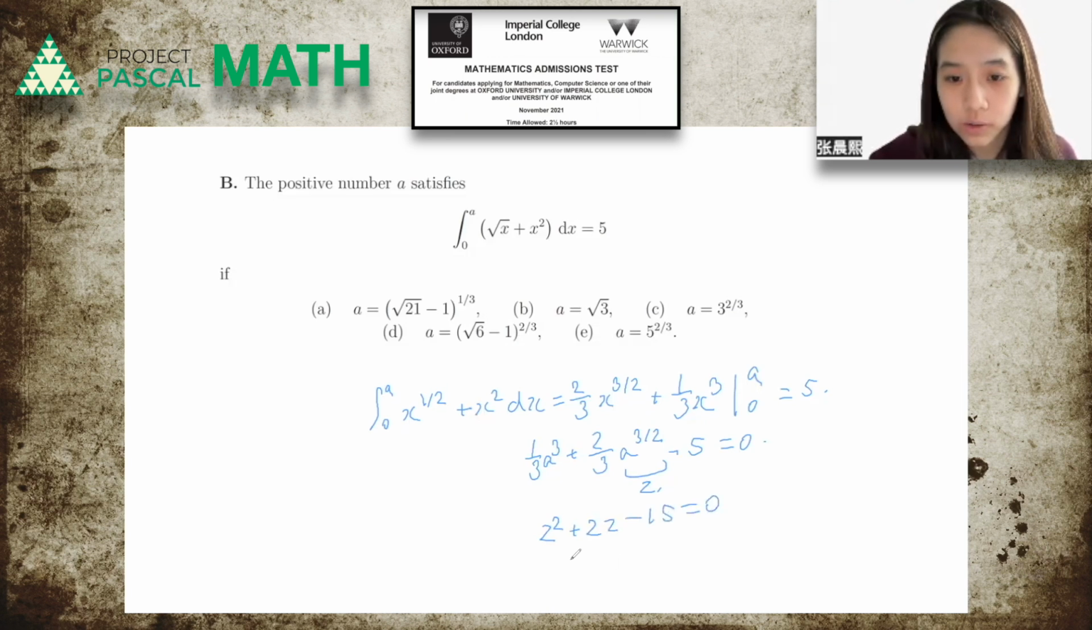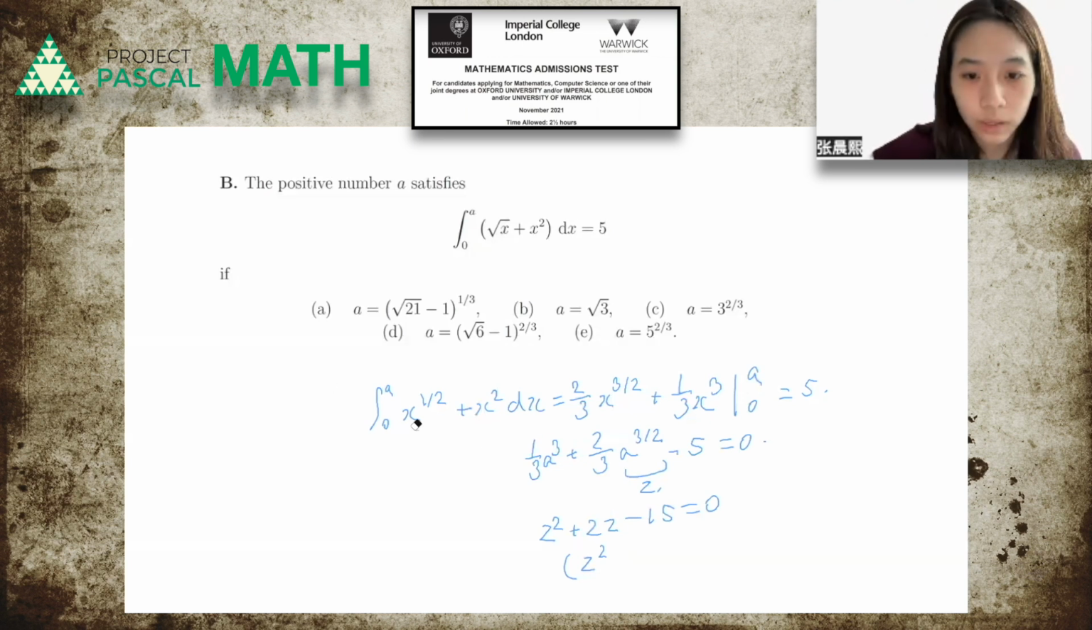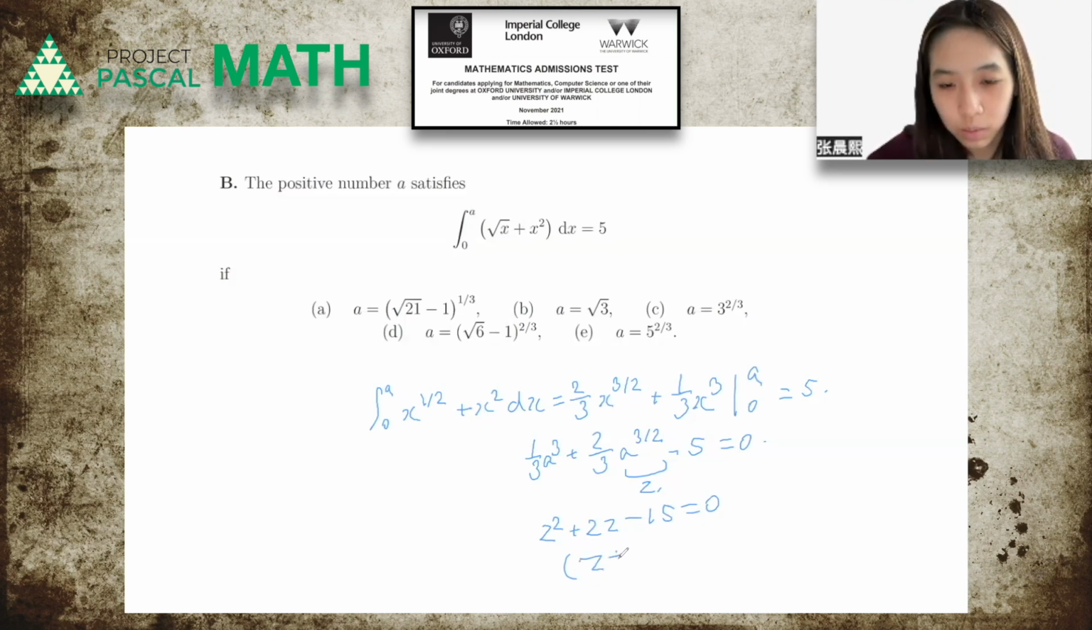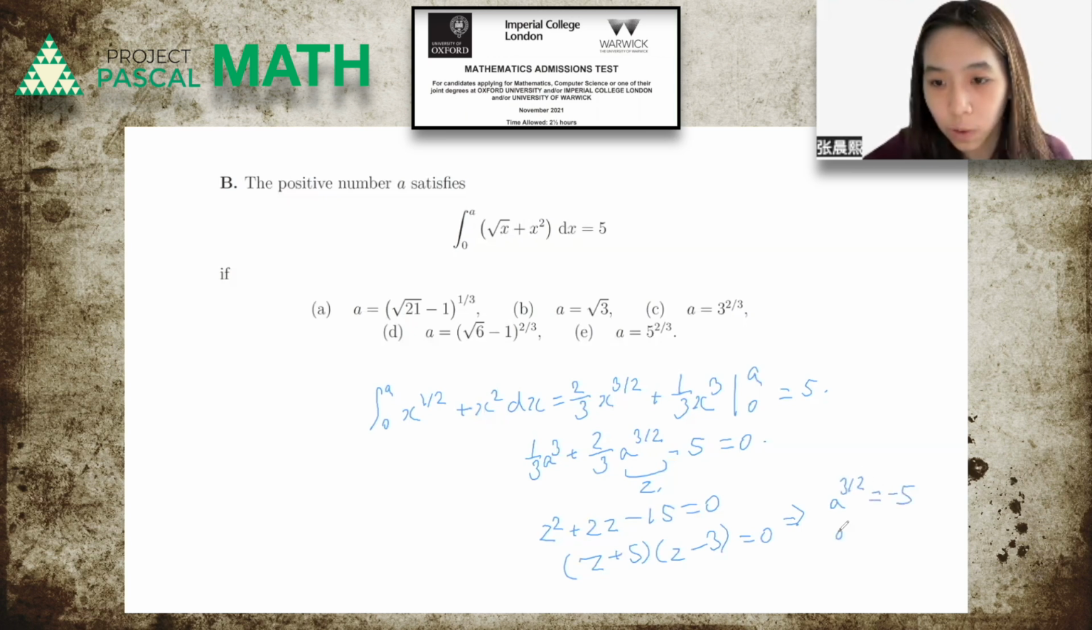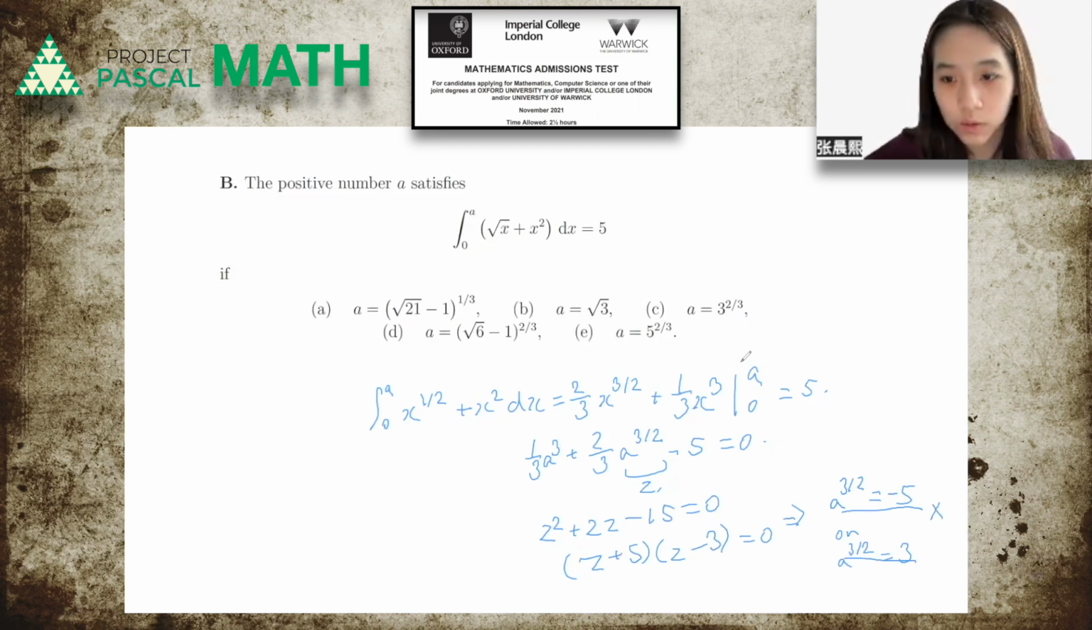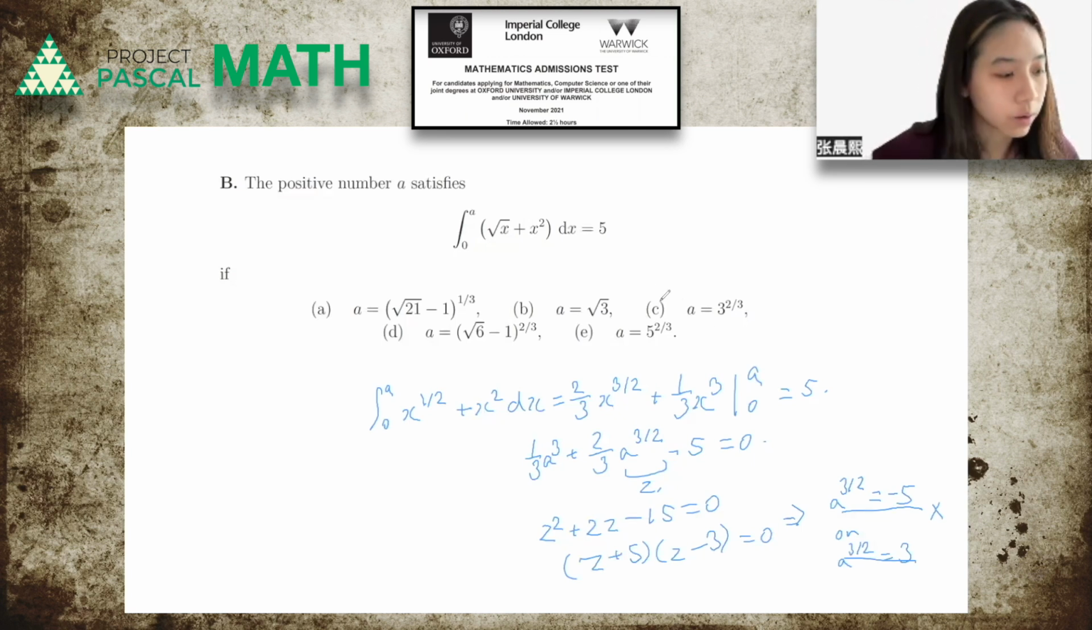So you take this as z, so you have z squared plus 2z minus 15 equals 0. So z plus 5 times z minus 3 gives you 0. So a to the power 3 over 2 equals minus 5, or a to the power 3 over 2 equals 3. But this is not possible because it's negative. And so the only case is when a equals 3 to the power of 2 over 3.